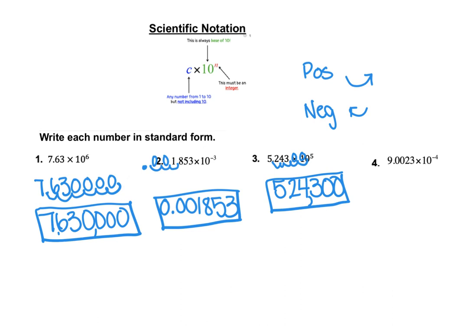All right, and for our last example, again, I've got a negative exponent, so it means I'm dividing by 10 4 times, moving that decimal place 4 places to the left. So I'm going to go 1, 2, 3, 4, and then add my zeros. So I've got 0 point and 3 zeros, and then 90023 is my answer in standard form.